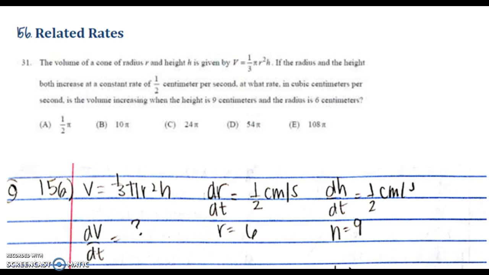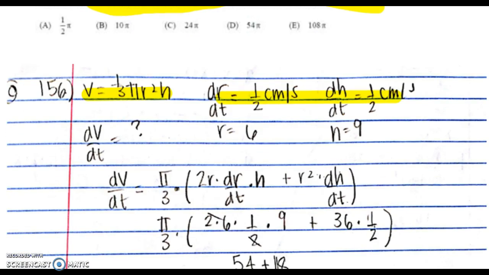So you have your volume. You know that your radius and your height both increase at a constant rate of 1/2 centimeters per second. So I recorded that information there. There's my volume formula. At what rate in cubic centimeters per second is the volume increasing? And the height is 9 and the radius is 6. So I want to know the derivative of volume essentially.